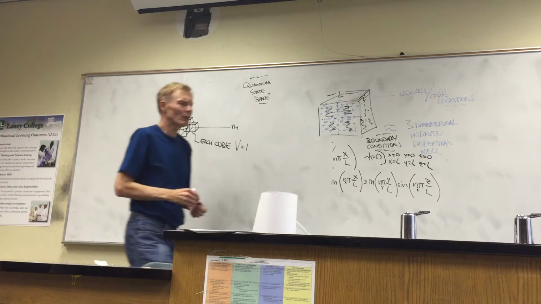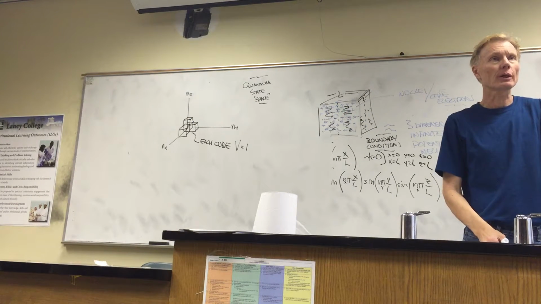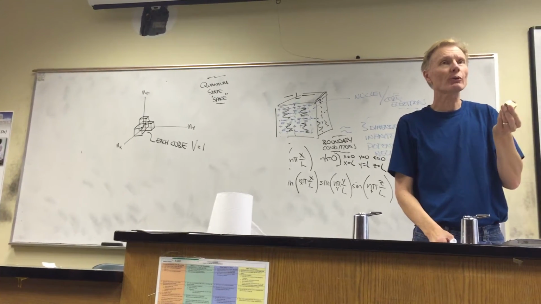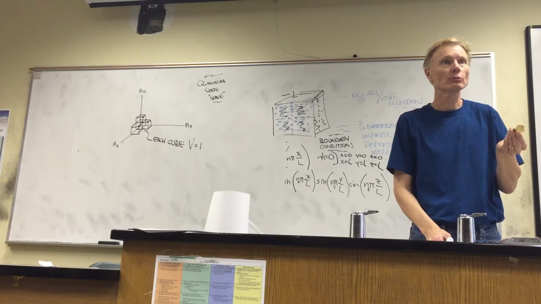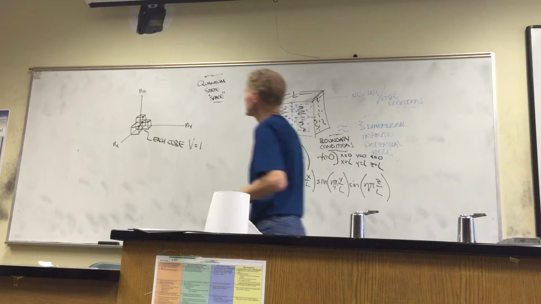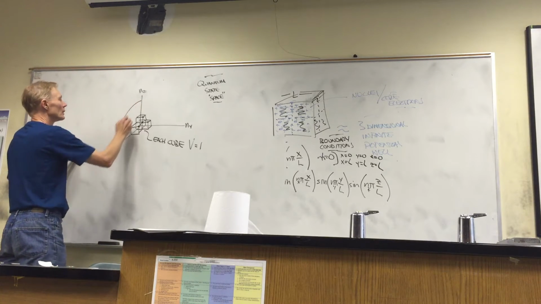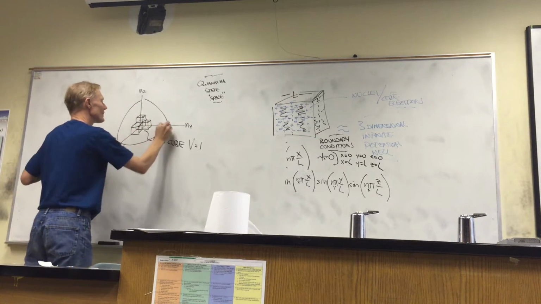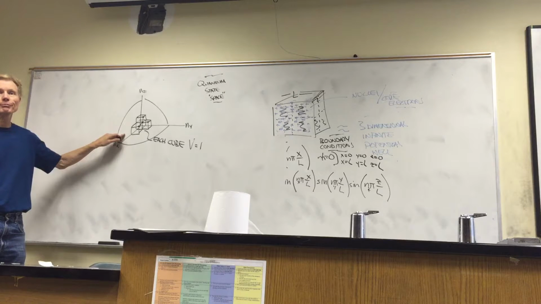Now, how many atoms are in this block of copper? It's lots. Do we want to write down all of the quantum states? No. What we do want is to come up with a way of counting how many states are in there. And what we do is say, look, by the time we get up to these huge values of nx and ny and nz, it's going to look like a sphere.